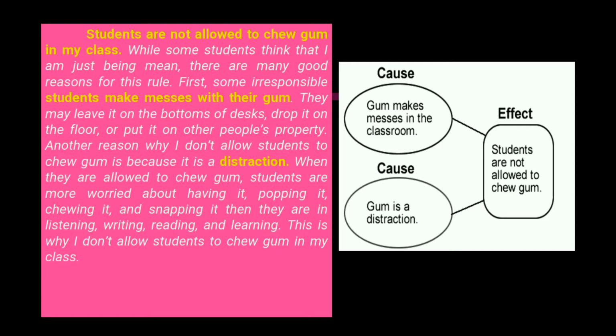So, what did you notice with the paragraph? As you can see, the paragraph focuses on explaining the reason why something occurs or occurred, and time will usually not pass in this paragraph. So the cause is gum makes messes in the classroom. Another cause is gum is a distraction. What's the effect? Students are not allowed to chew gum. That's it.